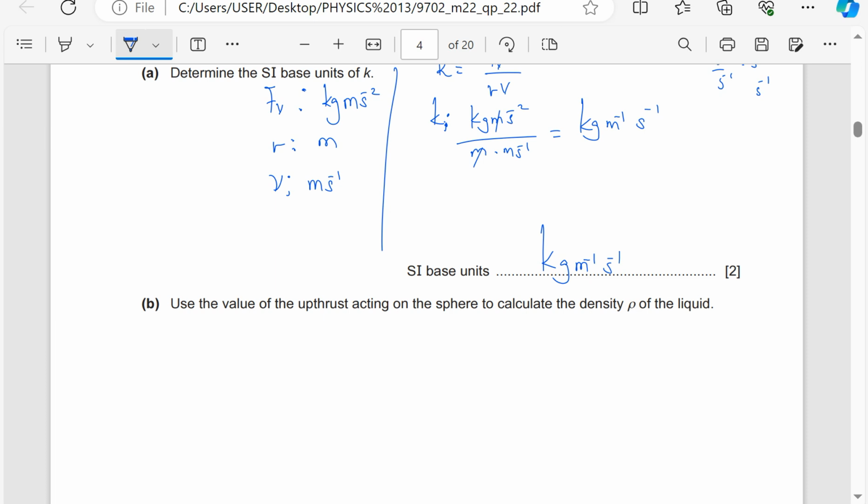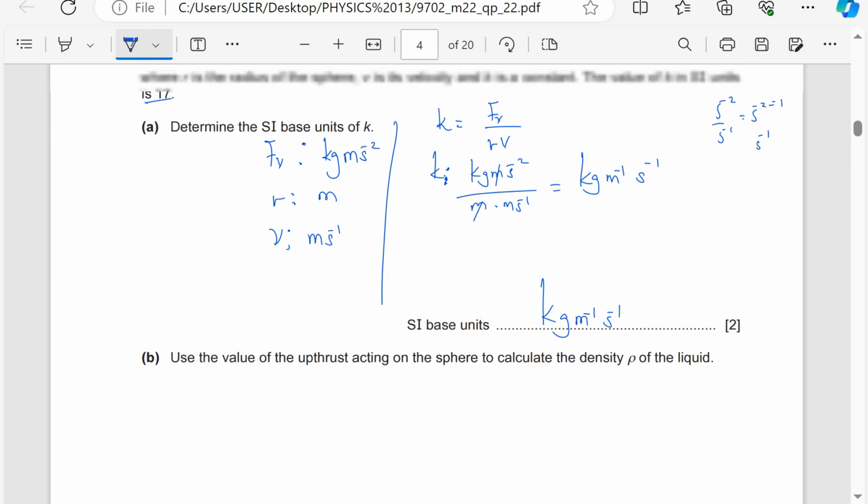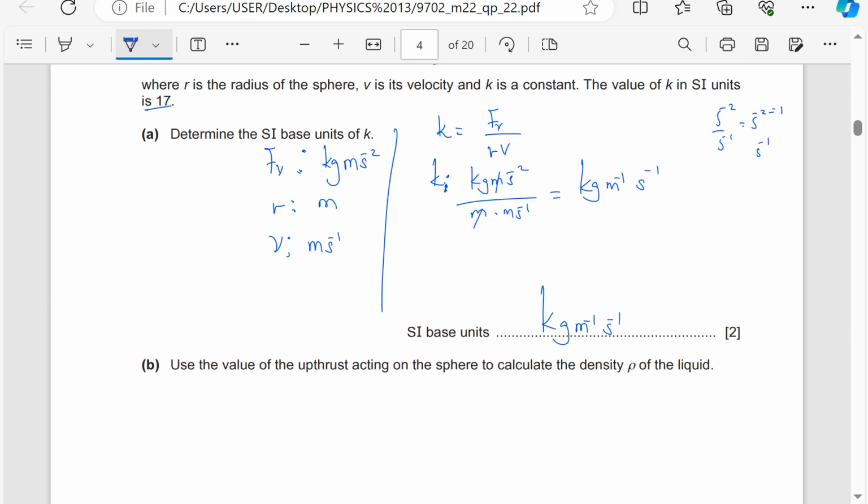Here I put equal signs because I was simplifying the units of K. That's why I put equal signs here. But you notice that previously, when I was listing the units, I just used these colons instead of equal signs.